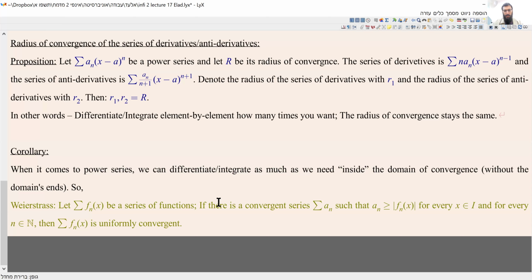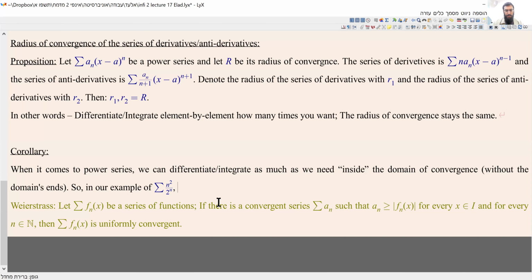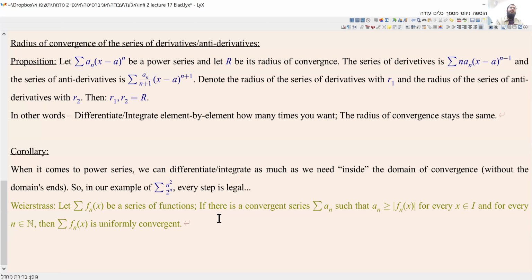So in our example of n squared above 2 to the power of n, everything is legal. Everything is authorized. Well, no, we don't have to. Would there be questions where we'd have to differentiate or integrate and then have to prove that the differentiation or integration is legal?